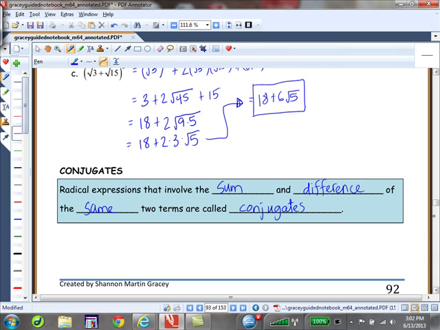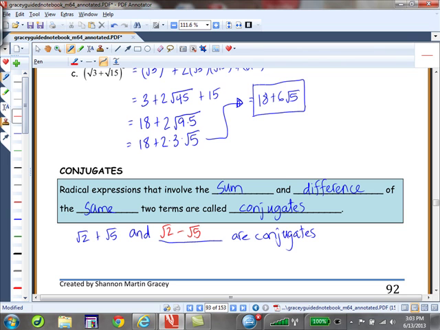So suppose I had root 2 plus root 5, and you fill in the blank: they are conjugates. What would you say? Good. Root 2 minus root 5.